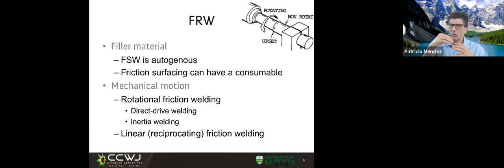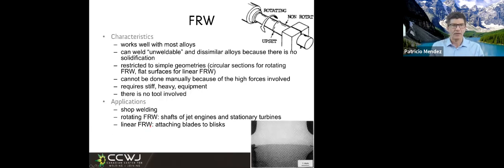So if you make it all in one part, it's going to be super expensive, but it's going to be much lighter and much more compact. So, characteristics. Friction welding works well with most alloys. There's a repeating story with solid state processes in which they can weld the unweldable. It's restricted to simple geometries.